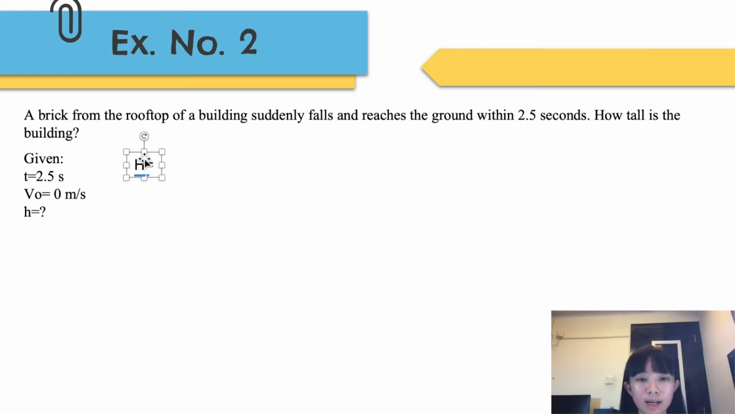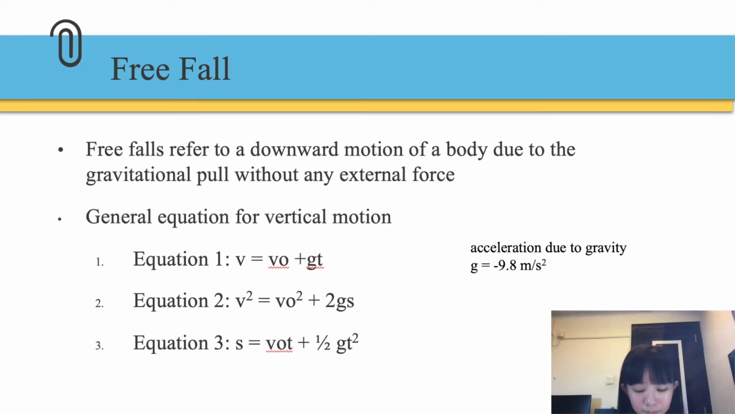Now, note that height is the same as the absolute value of the displacement. Now we're going to determine which equation we are going to use. Since it asks for the height, we're going to use equation 3, which is displacement equals initial velocity multiplied by the time plus 1/2 acceleration due to gravity multiplied by the time squared.